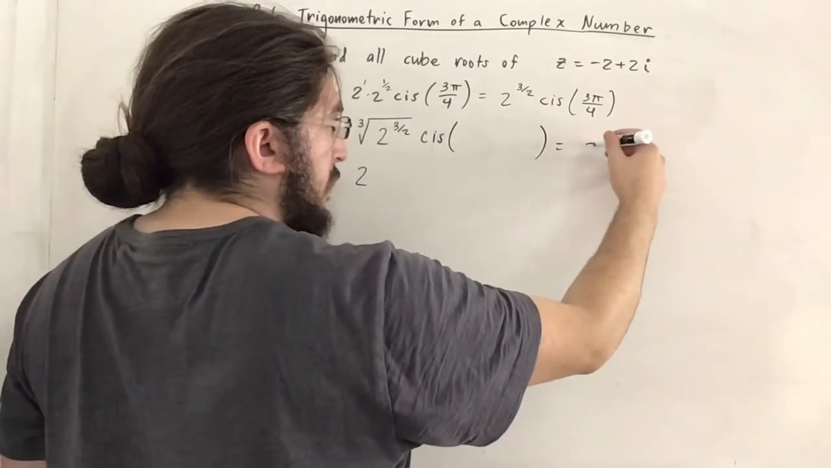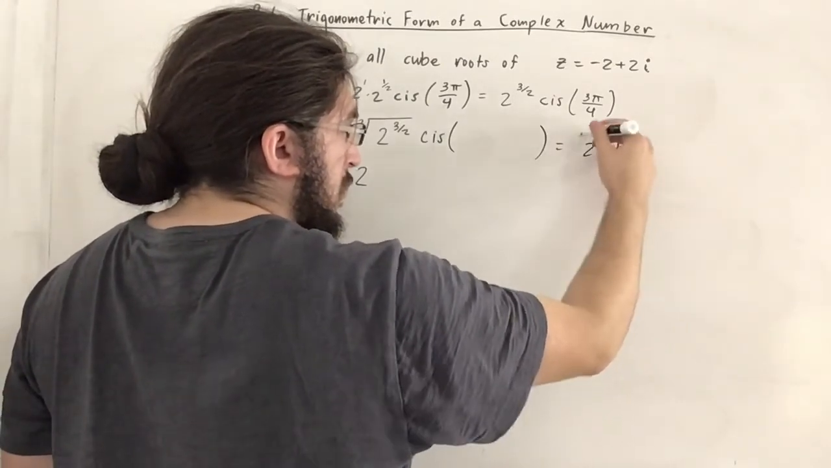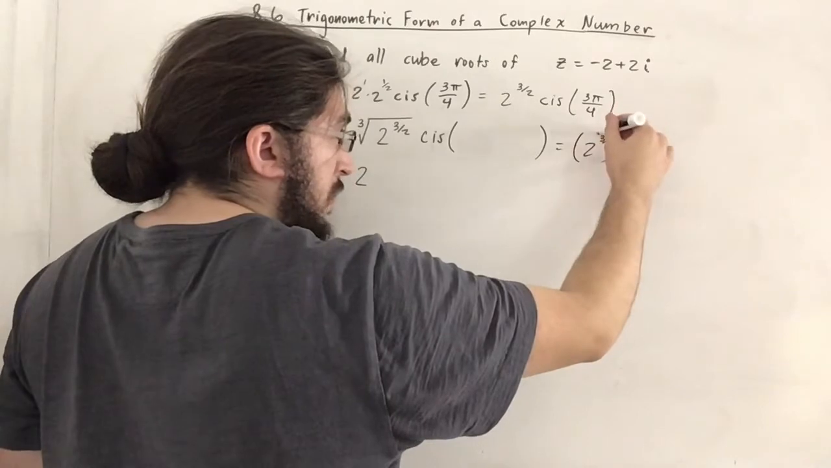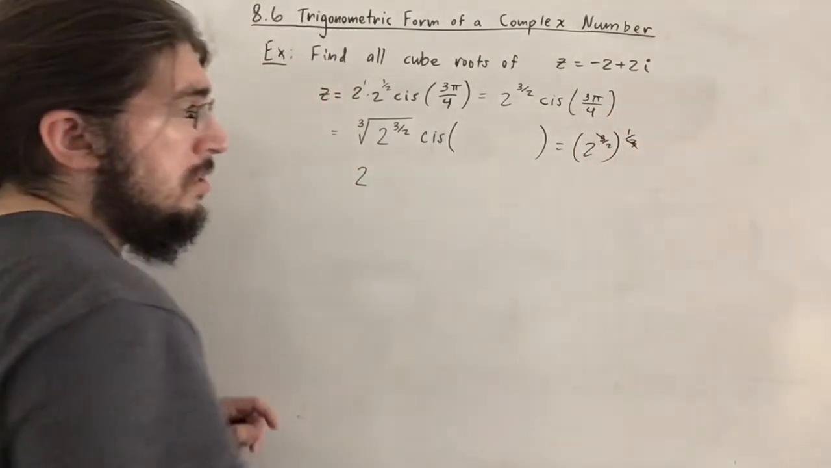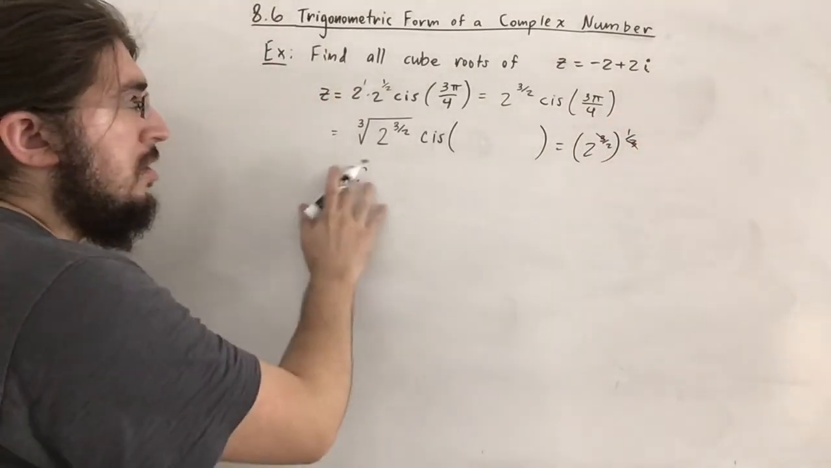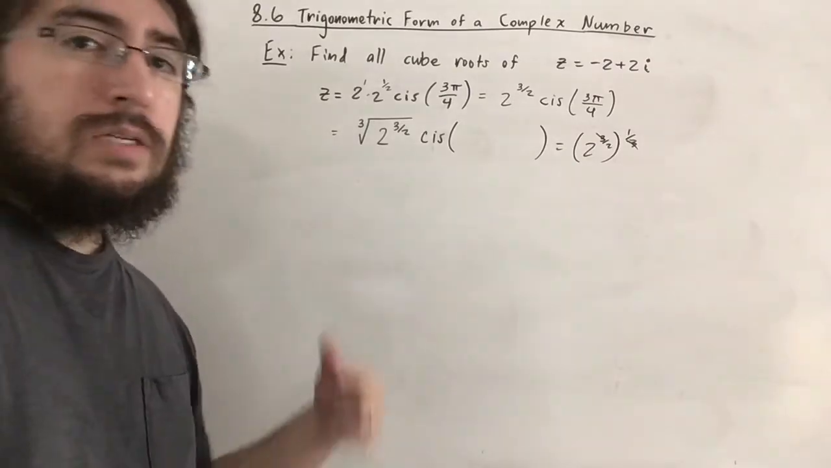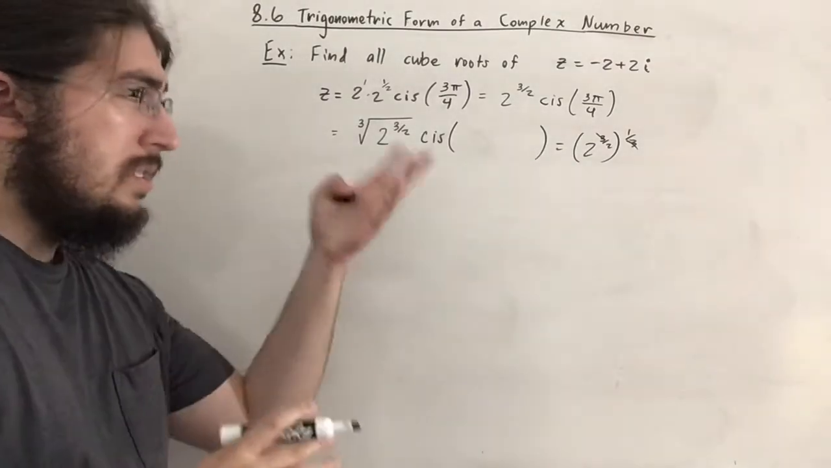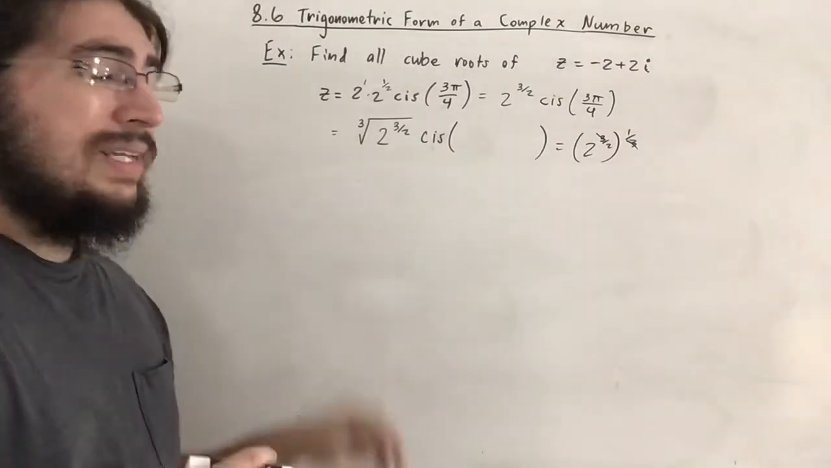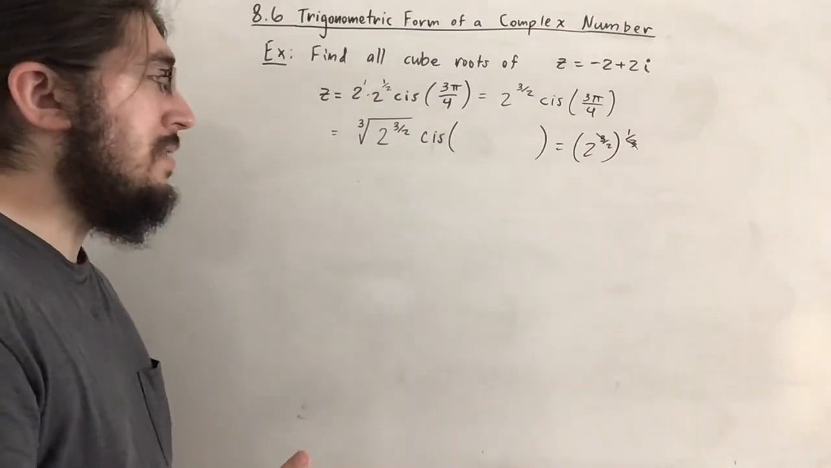In fact, I'll do it right here. So when you take this to the 1/3, these cancel out and you just get 2 to the 1/2 actually. So the cube root of 2 radical 2 is really just 2 to the 1/2. So it's nice to know that that manipulation works. Otherwise, it's hard to see that that is indeed the case.